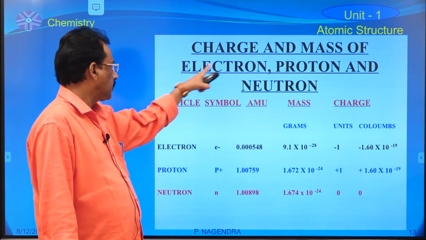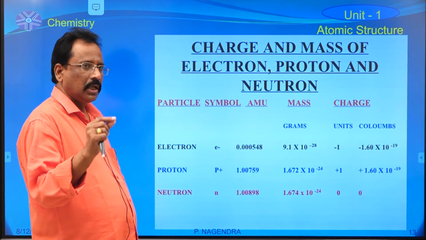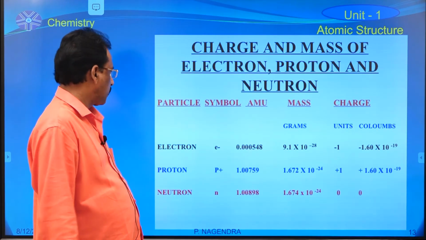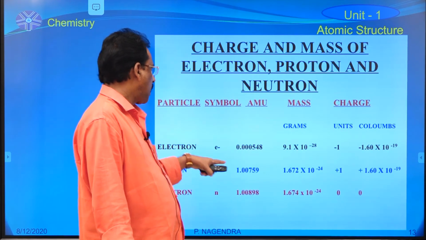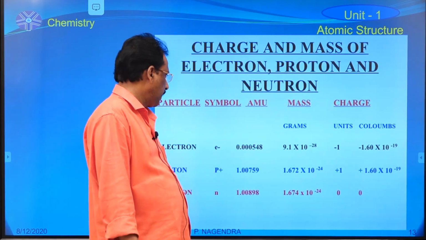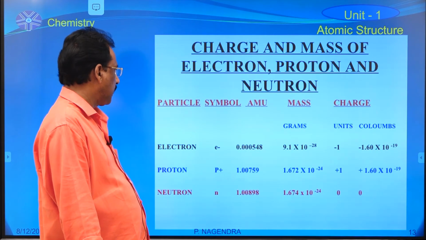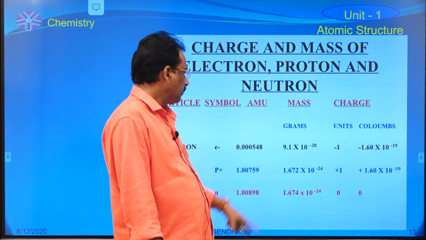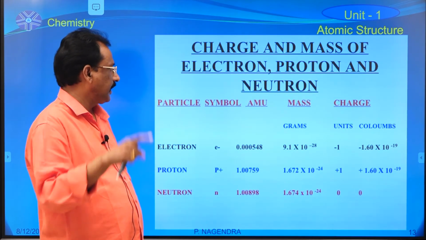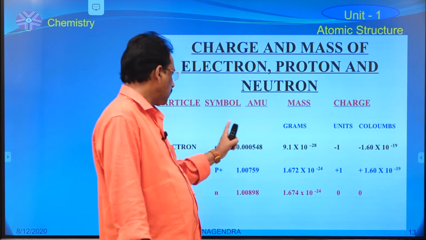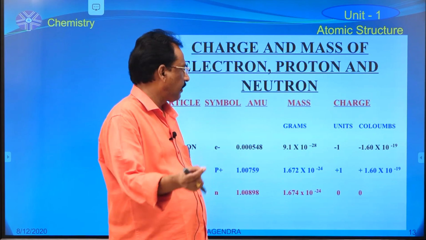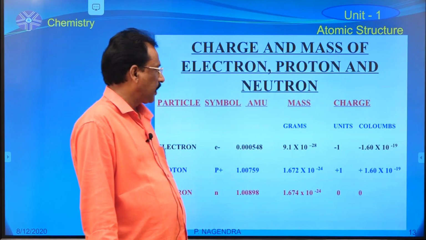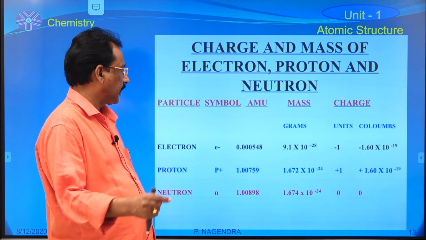So, see this table. This is a very important table while doing problems in the IIT JEE Main examinations. For the electron, the mass in AMU is 0.00054886 AMU. Its mass in grams is 9.10 into 10 power minus 28 grams, and the simple representation of the charge is -1 in the form of a unit. In terms of coulombs, its value is minus 1.602 into 10 power minus 19 coulombs.